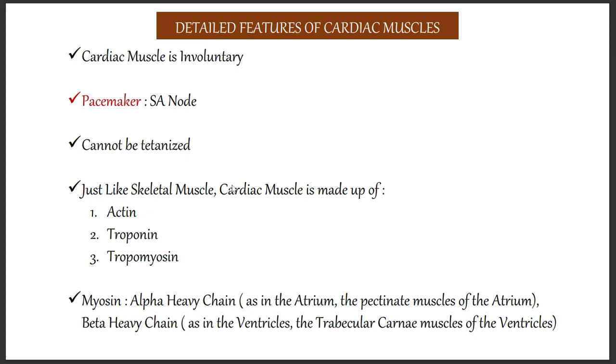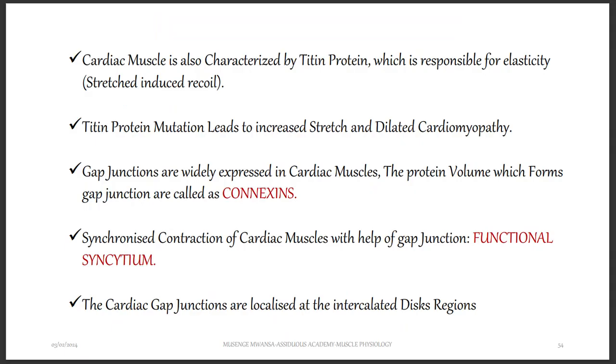Just like skeletal muscle, cardiac muscle is also made up of actin, tropomyosin, and troponin. The myosin is going to have the alpha heavy chain, which is found in the atrium, as in the pectinate muscle of the atrium. And you also have the beta heavy chain. The beta heavy chains will be in the trabeculae carneae, which are in the ventricles.